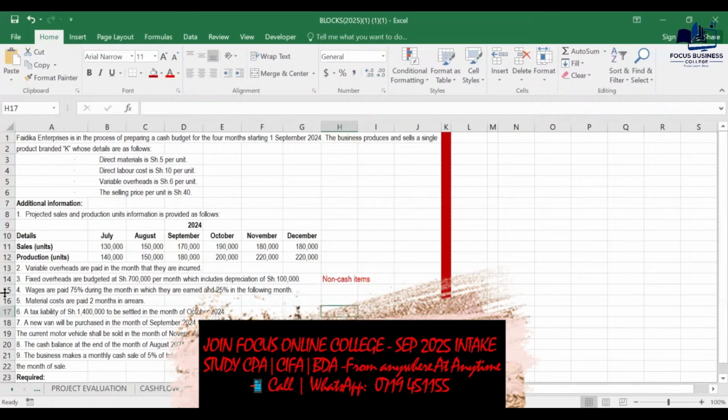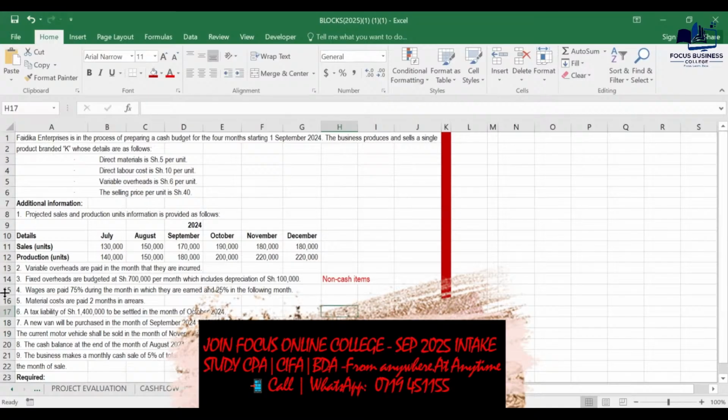And then number 4, we are told wages are paid 75% during the month in which they are incurred, or basically earned, and 25% in the following month. Number 5, material costs are paid 2 months in arrears. So in other terms, the material will be paid after 2 months, in arrears. Number 6, a tax liability of 1.4 million to be settled in the month of October. 7, a new van will be purchased in the month of September 2024 for shillings 2 million. And then you're told the current motor vehicle shall be sold in the month of November 2024, and it is expected to fetch shillings 300,000 from a prospective buyer.